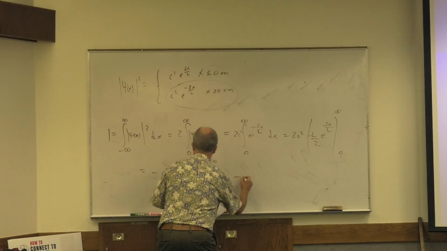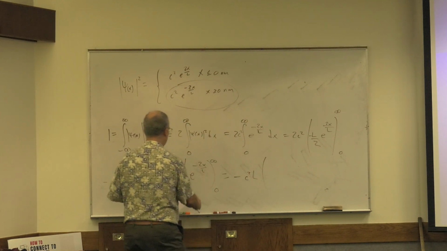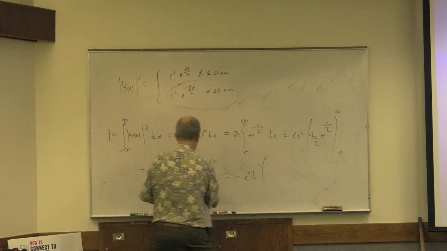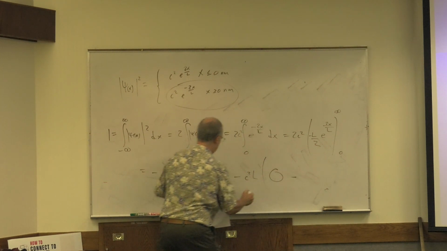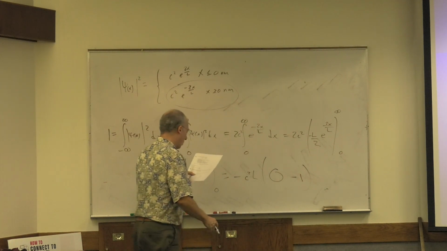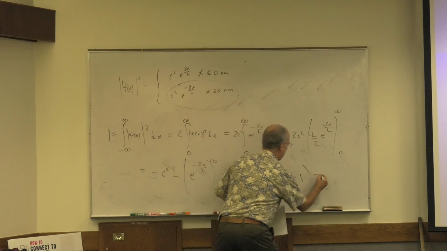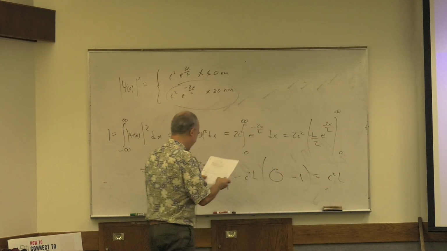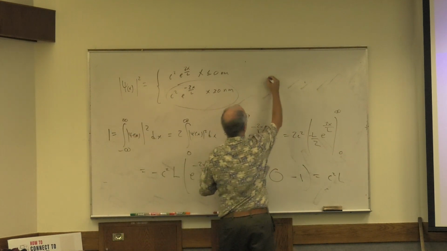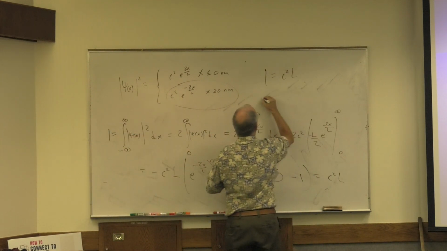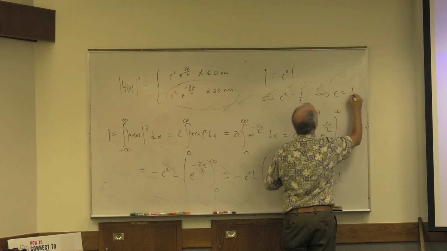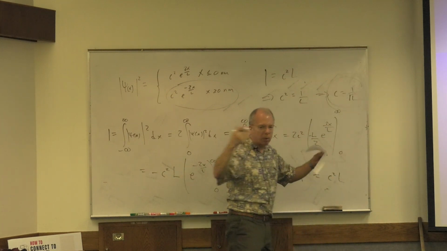And so we have minus c squared L. E to the minus infinity is 0, right? And then put in 0, e to the minus 0 is 1. And so you just do minus times minus, so you get c squared L. So what's c? Well, remember, that thing has to equal 1. So we have 1 equals c squared L. Therefore, c squared equals 1 over L, therefore c equals 1 over the square root of L. So that's the normalization condition.